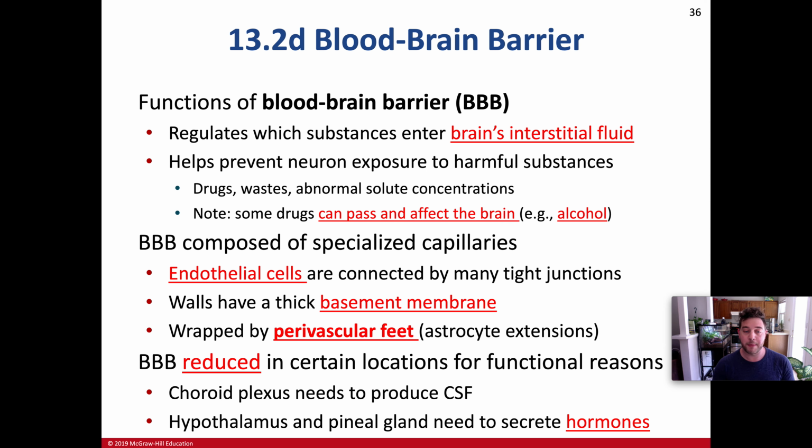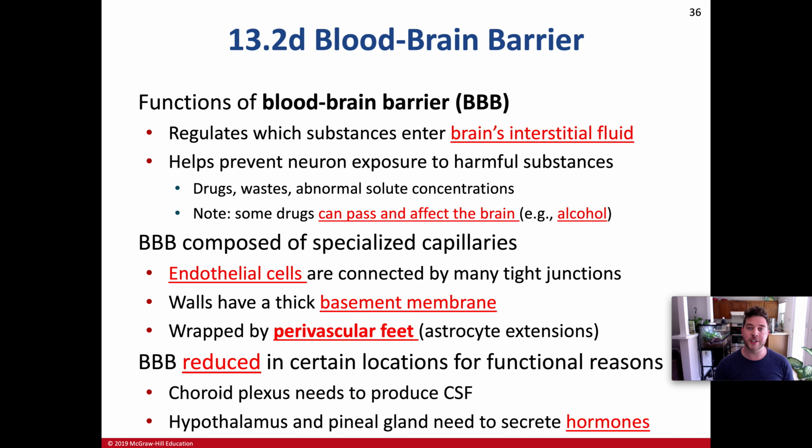The blood-brain barrier is composed of specialized capillaries. They have endothelial cells that are connected by many tight junctions. Normally when we think of capillaries, we think they're there to help with filtration, whereas these have a lot of really tight junctions and a thick basement membrane. The tight junctions don't allow things to diffuse between, so substances have to go through cells. The thickened basement membrane makes it more difficult to get through; larger substances won't be able to diffuse as easily.